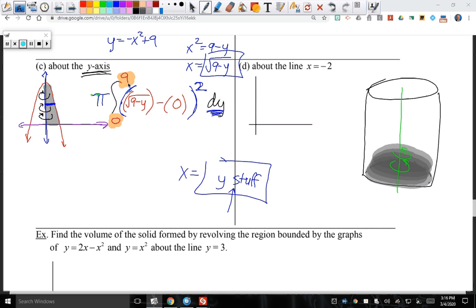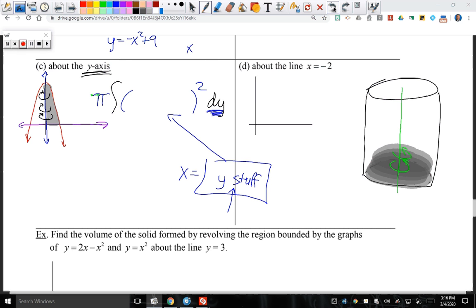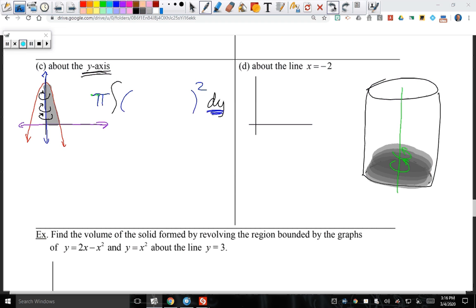And this would get you the volume of that rotation. Easy stuff? Good. Alright, so now I'm going to be a little bit lazy. What I'm going to do is, this time instead of revolving about the y-axis, I'm going to revolve about x equal to negative 2.